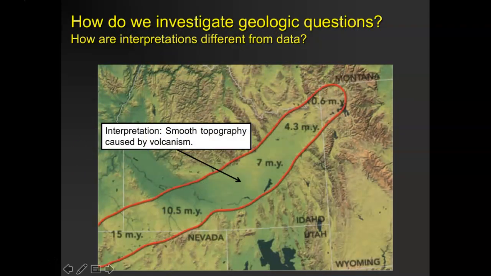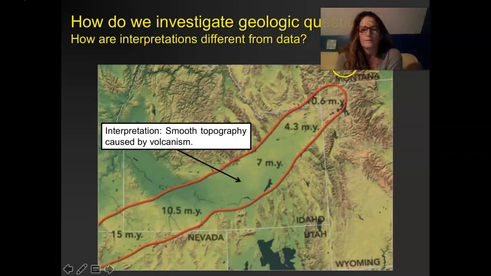When we're interpreting our geologic data, let me bring my face back. Interpreting geologic data, we look at a data set. So in this case, we have some smooth topography, and then on top of that topography are some ages. 15 million years, 10 million years, 7 million years, 4.3, and 0.6 million years. And if all we have is the smooth topography and we have ages of volcanism, so volcanic rocks that came out of a volcano, how could that have come about?